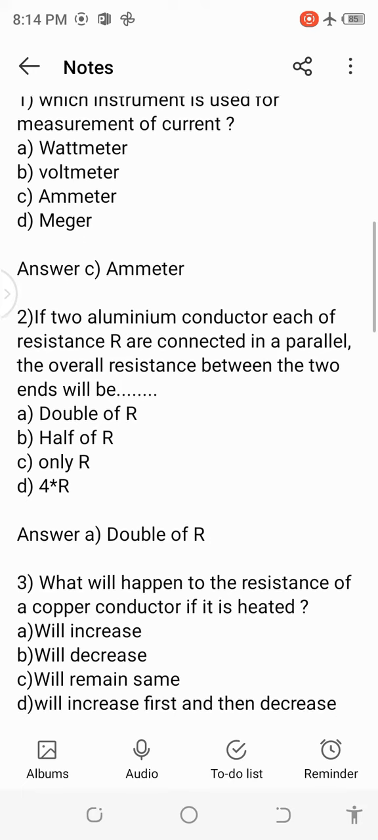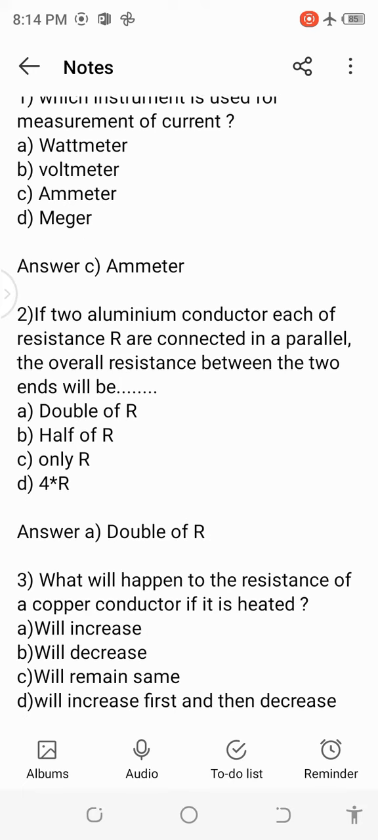Ammeter. 2. If two aluminium conductors, each of resistance R, are connected in parallel, the overall resistance between the two ends will be A. Double of R. B. Half of R. C. Only R. D. 4 times R. Answer A. Double of R.